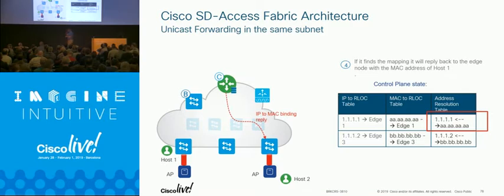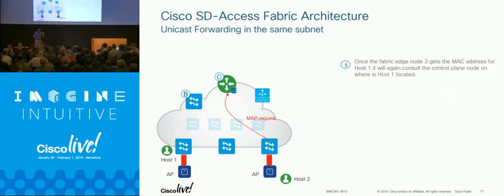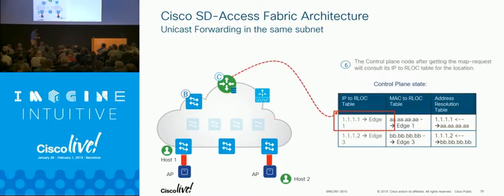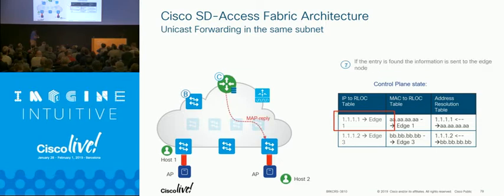Right? Now that the edge node has the IP to MAC binding, it is again going to ask for a MAC request for the location of where host 1 is located. So note, earlier we sent an address resolution request asking what is the MAC address of this IP. Once we got that, we are again now asking the control plane node, hey, where is host 1 located? Now, the control plane node is going to look at its IP to RLOC table and say, well, host 1 is behind edge 1. So that reply is going to come.